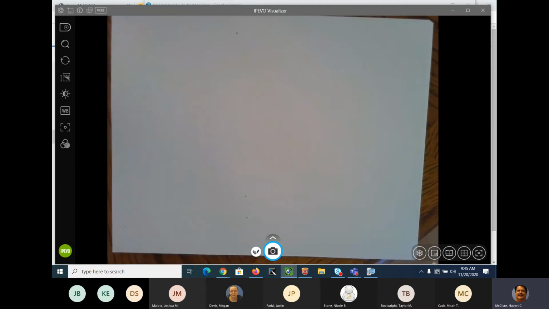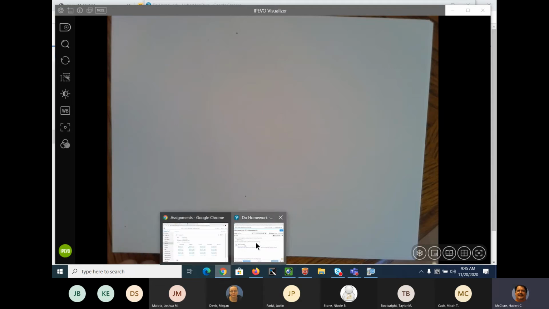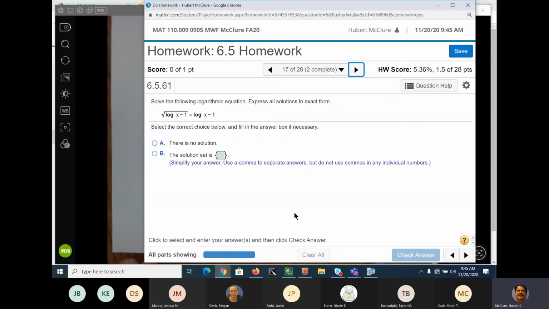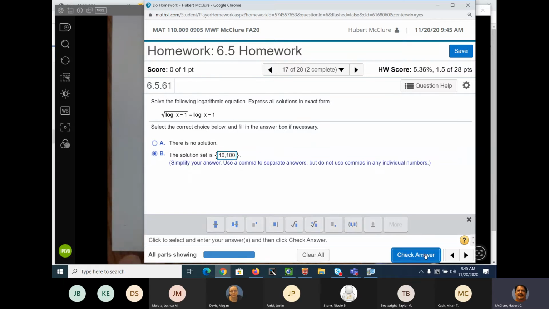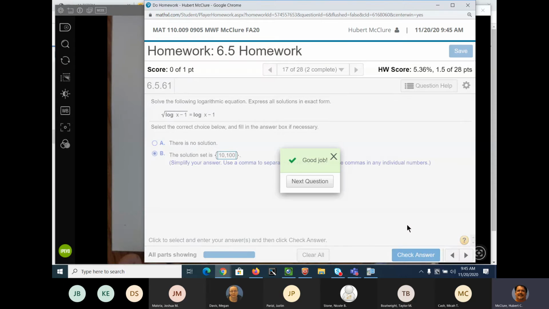So let's check that one. And it says use commas to separate. We read from left to right. So 10 would come first, comma, 100. It's a miracle. Does anybody have a question on that one? I'll leave that one there for you.